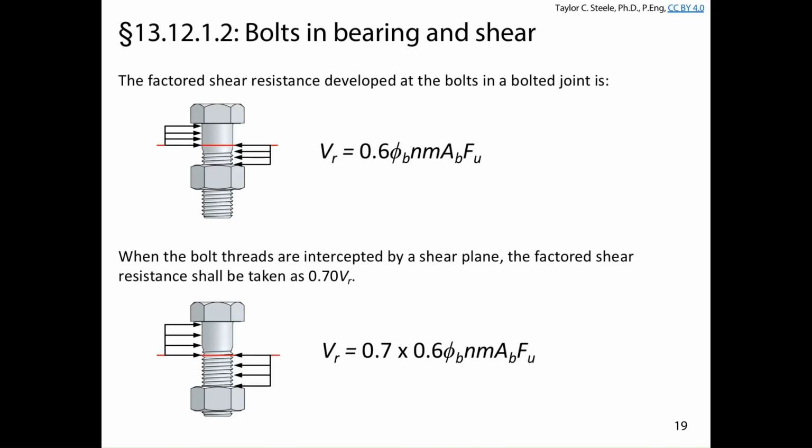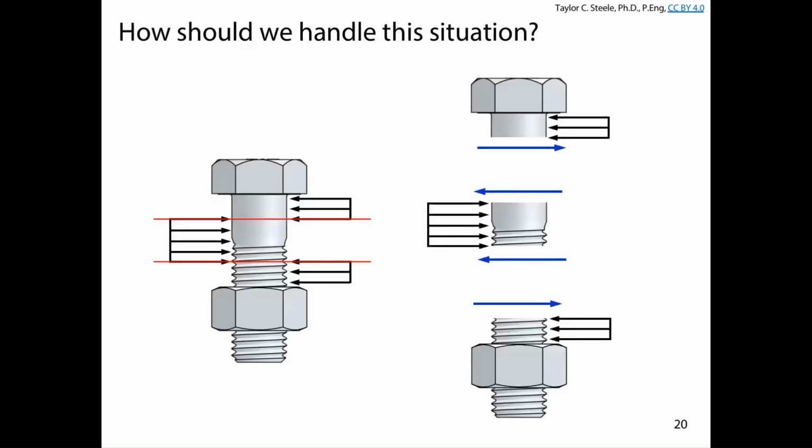Generally, you want to do this as often as possible and avoid this where possible, but it's not always going to be avoidable. So with that in mind, let's just say that we've got a bolt that's in double shear, such that one of the shear planes is through the shank, and the other shear plane is intercepting threads. What are we supposed to do in this situation?